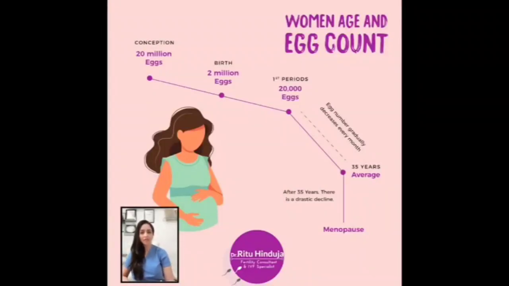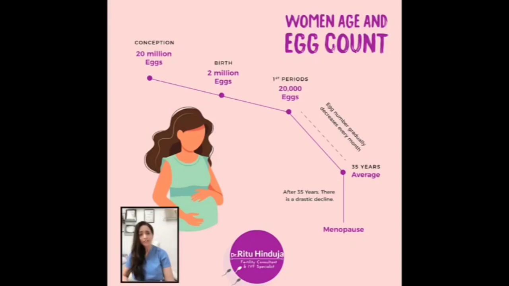Now talking about egg dynamics, the egg dynamics works somewhat like this. When a female fetus is conceived, she's conceived with around 20 million eggs. When a female child is born, she's born with around 2 million eggs. The first time around when she gets her periods or menses, she has around 20,000 eggs left inside her ovary.